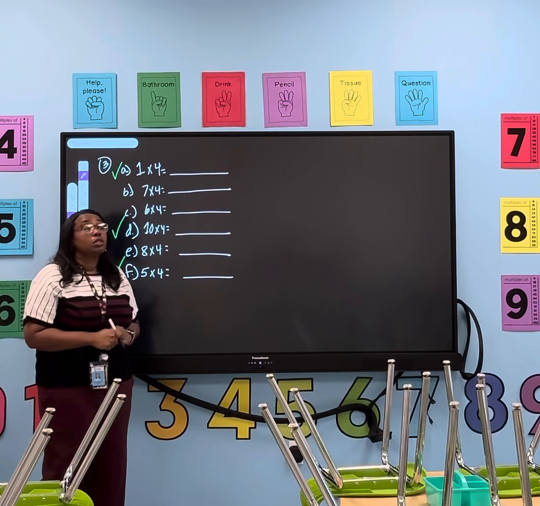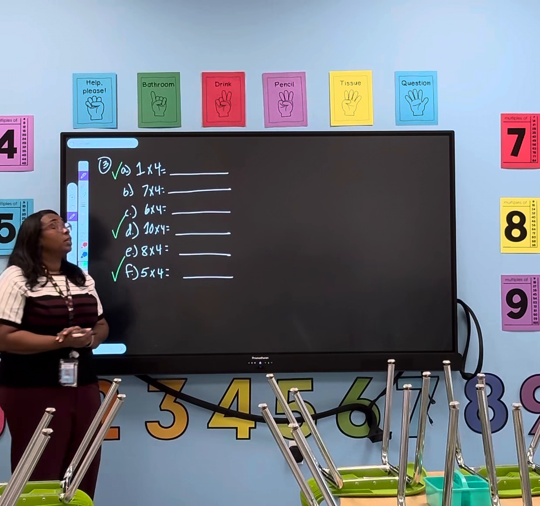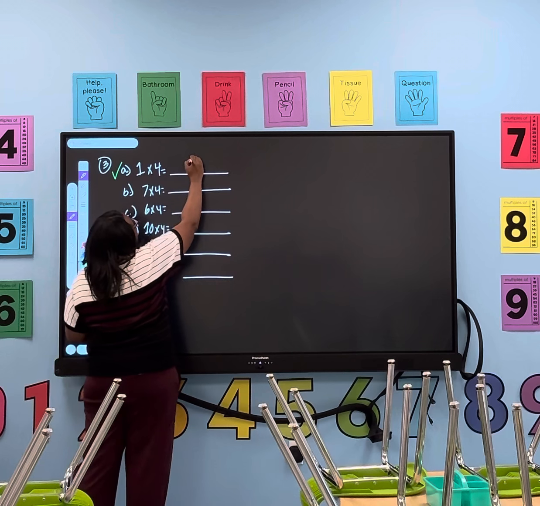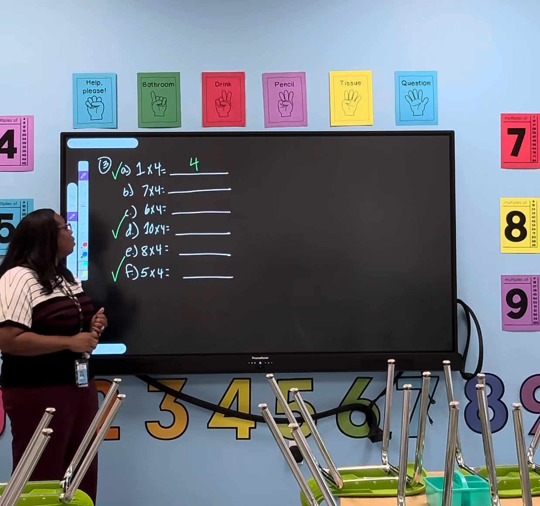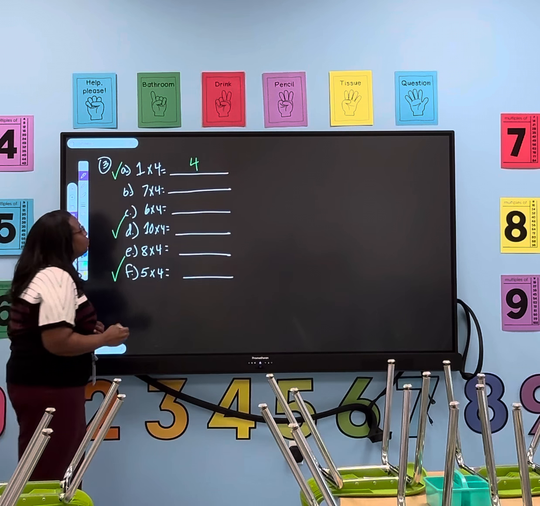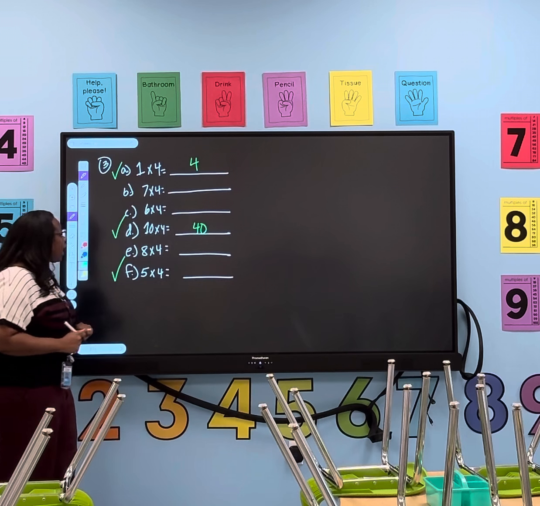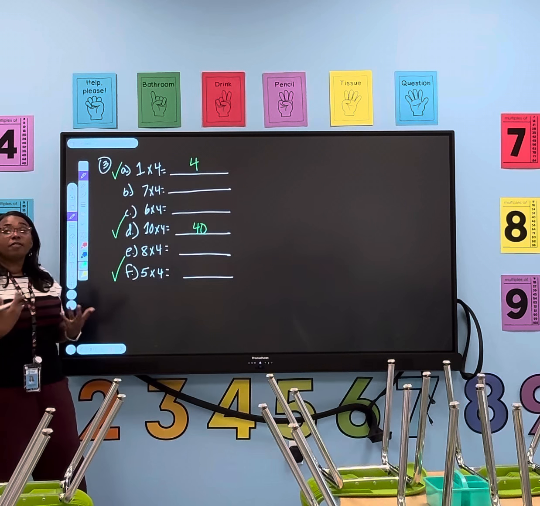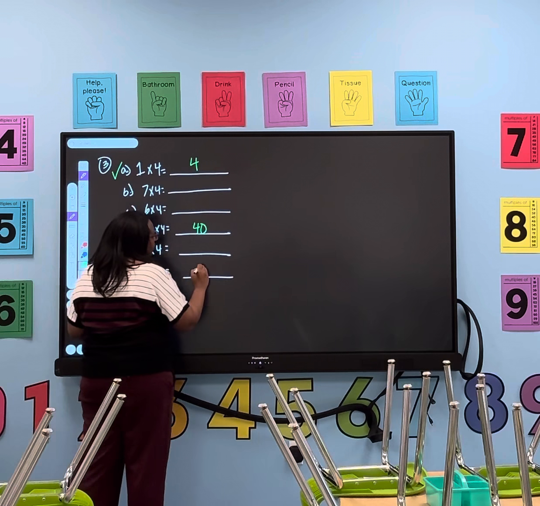So 1 times 4, because we know our 1s, we know this is automatically going to be 4. Then we have 10 times 4. Okay, we know our 10s. We know 10 times 4 is going to be 40. And then our 5s, 5 times 4, we know our 5s. When we skip count, we know that is going to be 20.